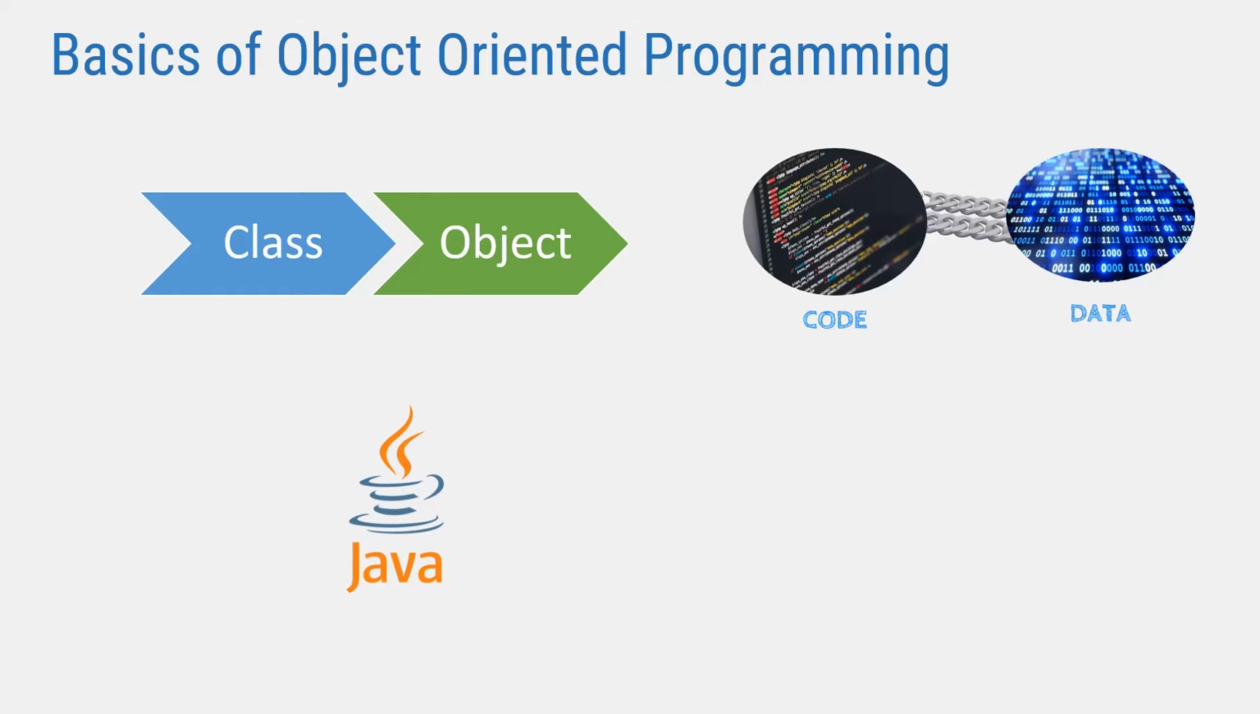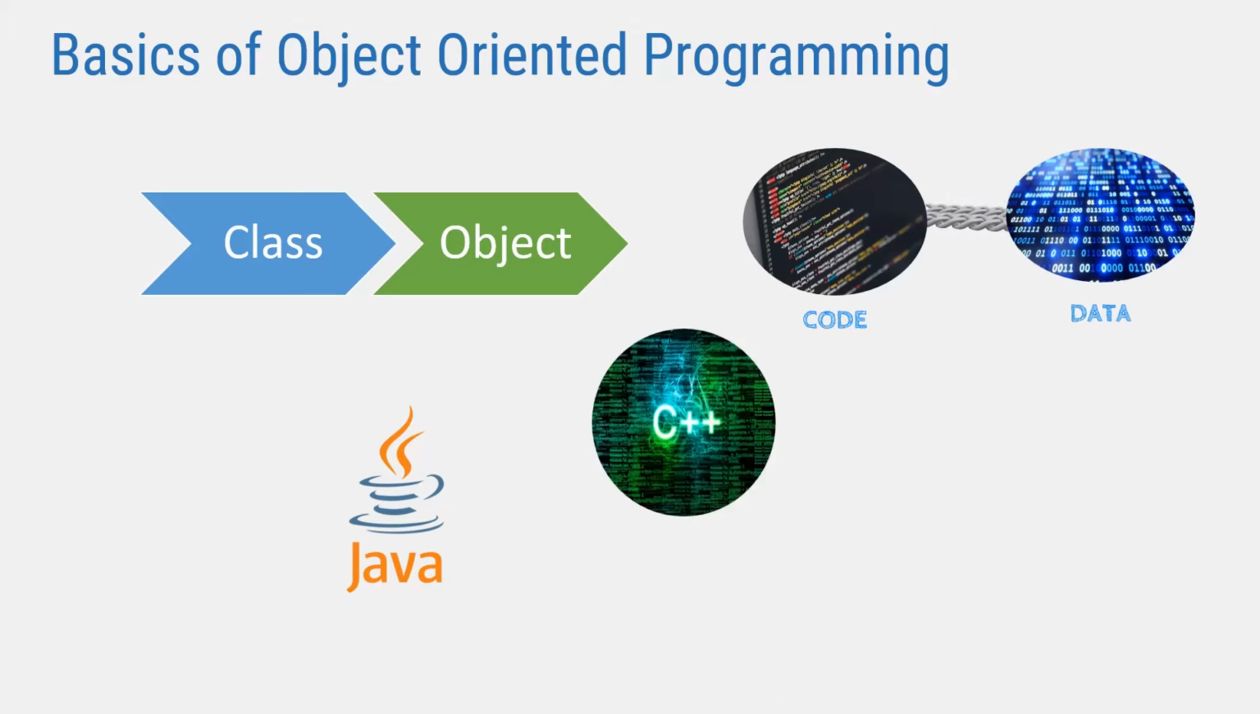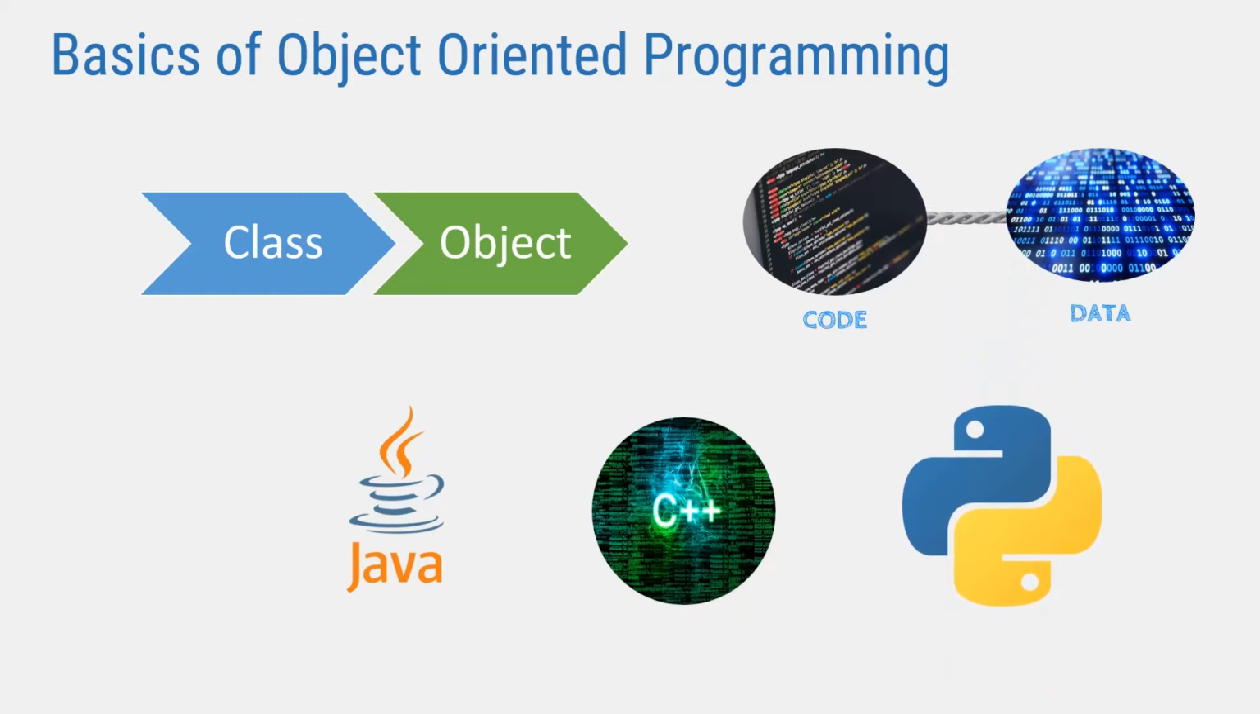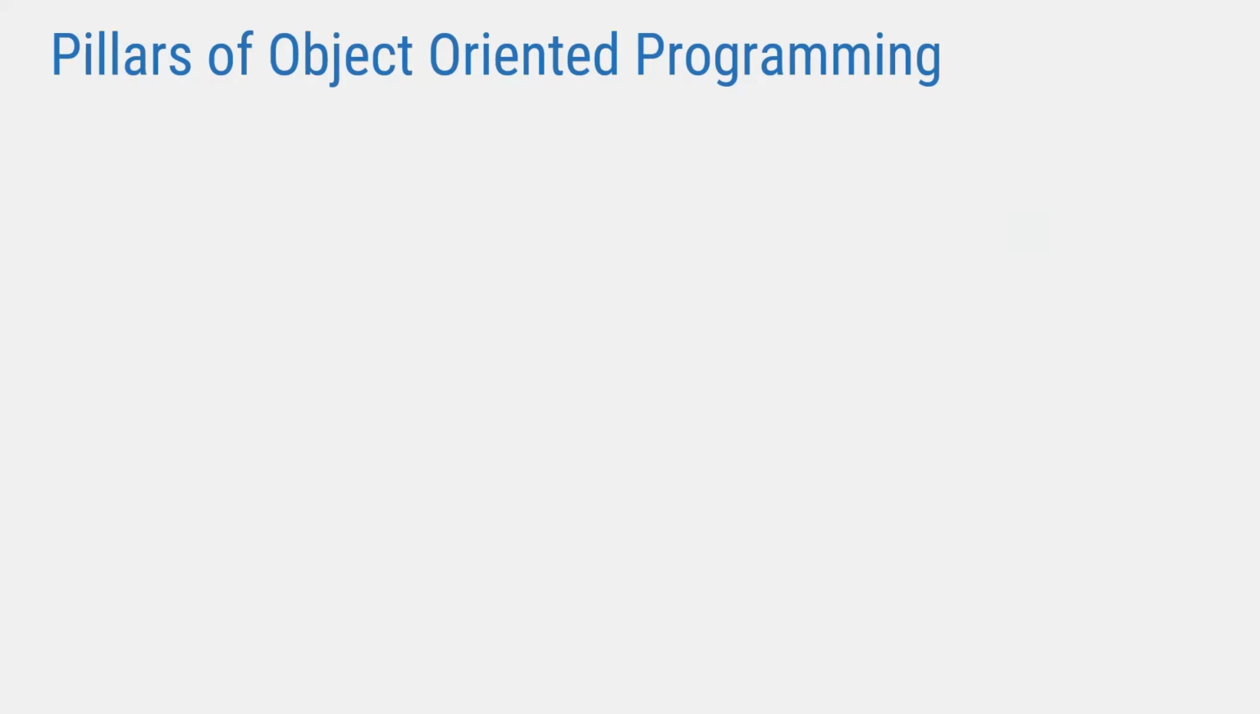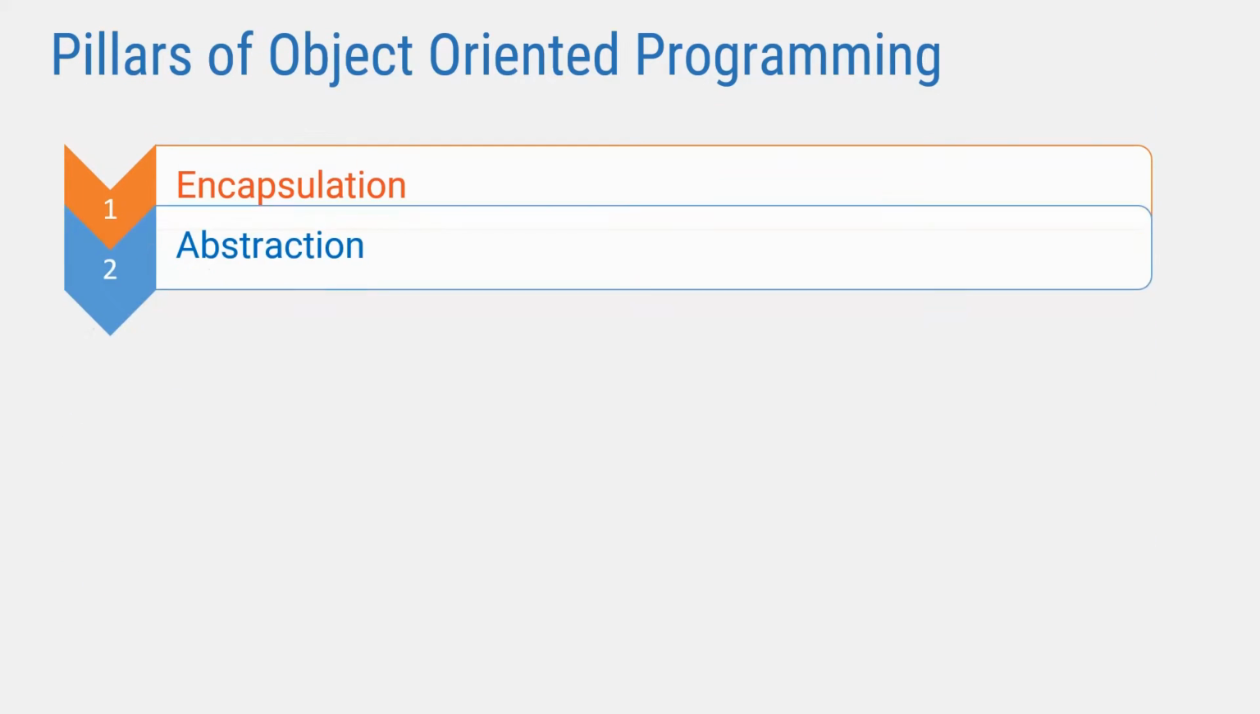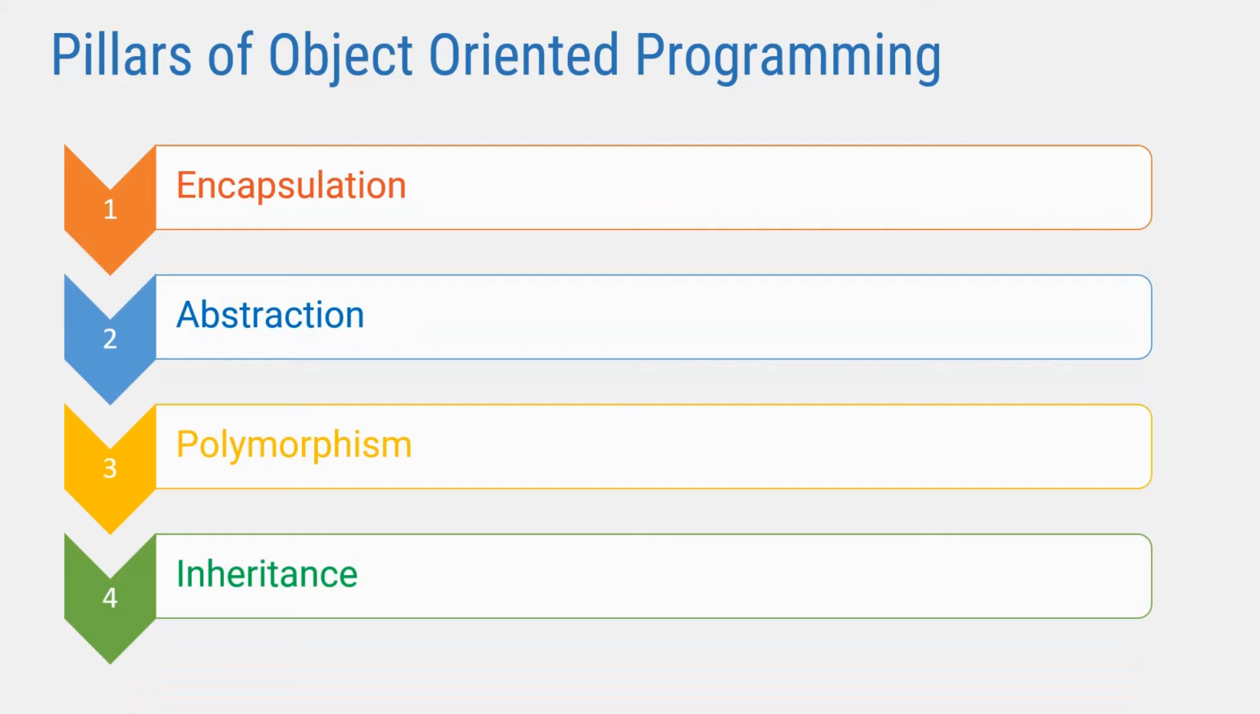There are a lot of object-oriented programming supported modern languages such as Java, C++, Python, etc. All these languages support object-oriented programming. So let's start with the basic pillars of object-oriented programming. There are mainly 4 pillars in object-oriented programming: encapsulation, abstraction, polymorphism, and inheritance. Let's deep dive into each one of them and try to understand from a concept perspective.